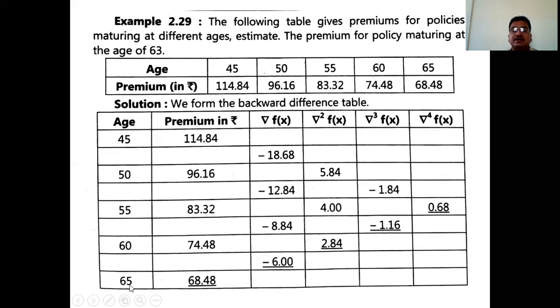Then 65 is f of a plus nh. This is a plus nh, 65 means, and this 66.48 is f of a plus nh. This is del f of a plus nh. This is del square f of a plus nh, and all the remaining values.